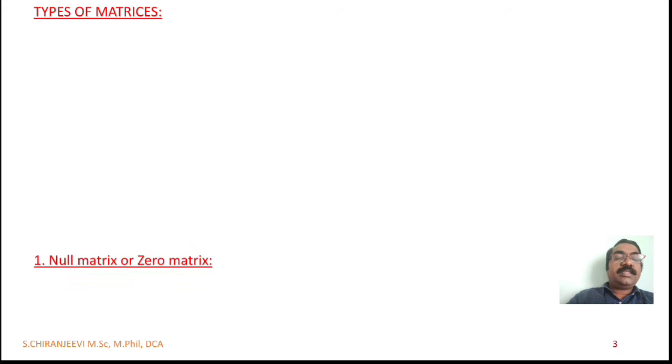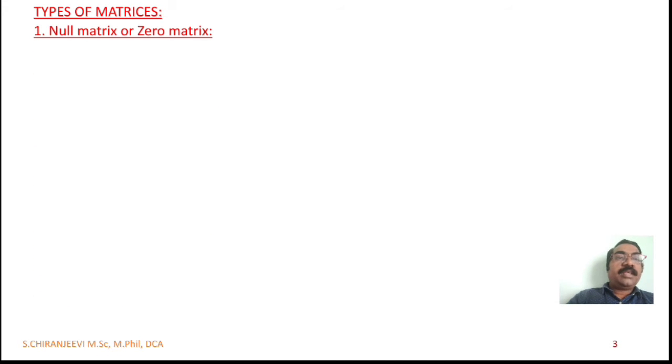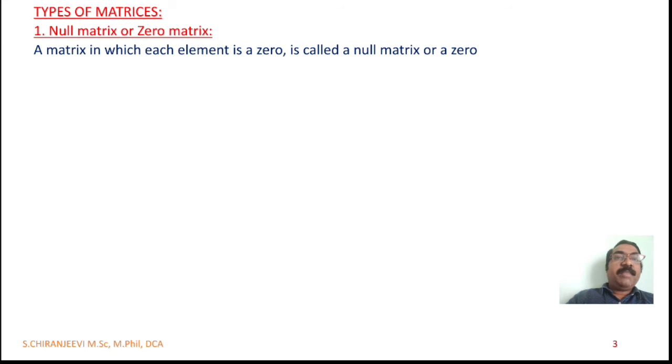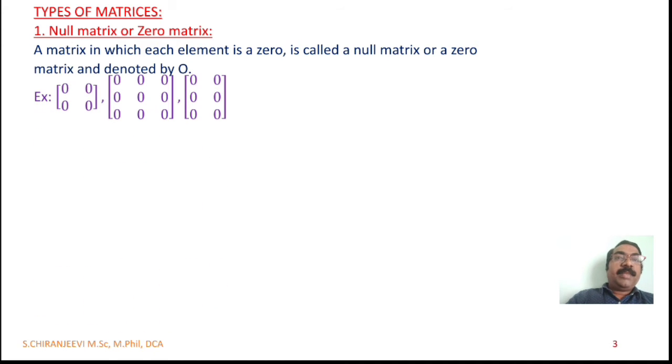Next, types of matrices. First one, null matrix or zero matrix. A matrix in which each element is a 0 is called a null matrix or a zero matrix, and denoted by capital O. See here, if a matrix each element is 0, we call it as null matrix or zero matrix, and it is denoted by capital O. So the matrix examples: 0, 0, 0, 0 for 2 cross 2, 0, 0, 0, 0, 0, 0, 0, 0, 0 for 3 cross 3, 0, 0, 0, 0, 0, 0 for 3 cross 2.